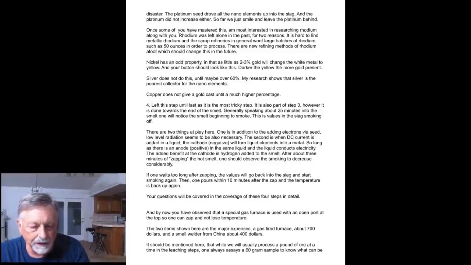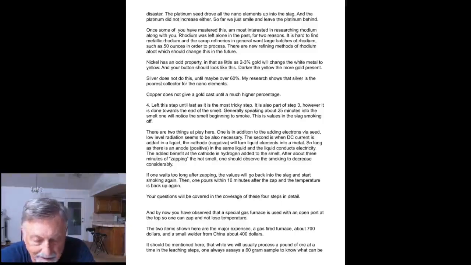Number 4, the last step. Until last, as it is the most tricky step. It is also part of step 3. However, it is done towards the end of the smelt. Generally speaking, about 25 minutes into the smelt, one will notice the smelt begins to smoke. This is the values in the slag smoking off.